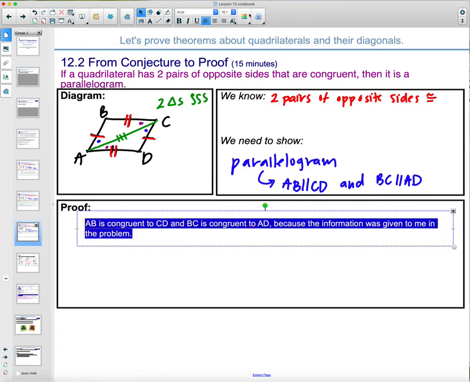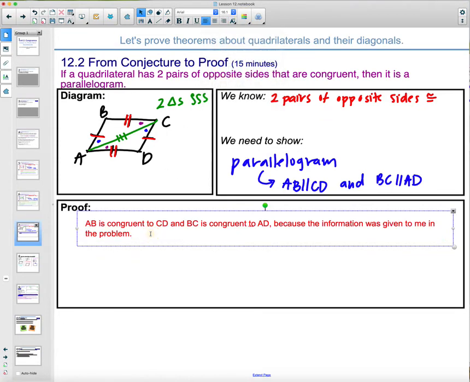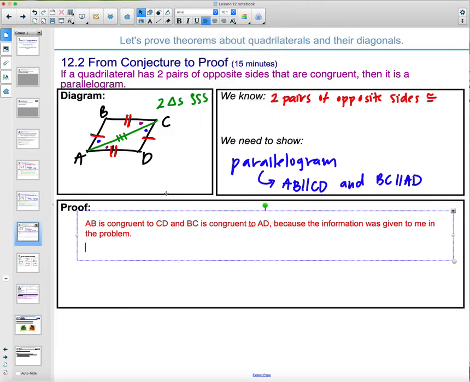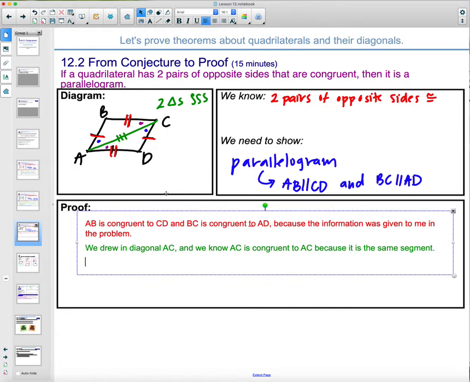And so then we're going to draw in that auxiliary line or diagonal. So we drew in diagonal AC, and we know AC is congruent to AC because it's the same segment in both triangles. That helped us prove the triangles were congruent. So then we said triangle ABC, this top triangle ABC, is congruent to CDA.